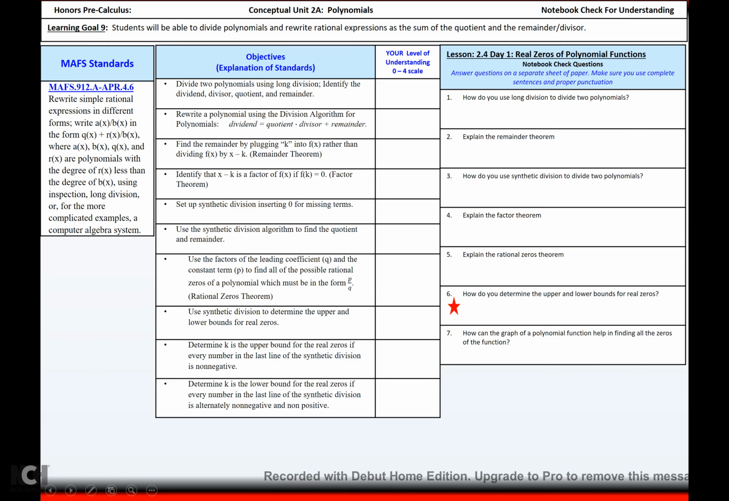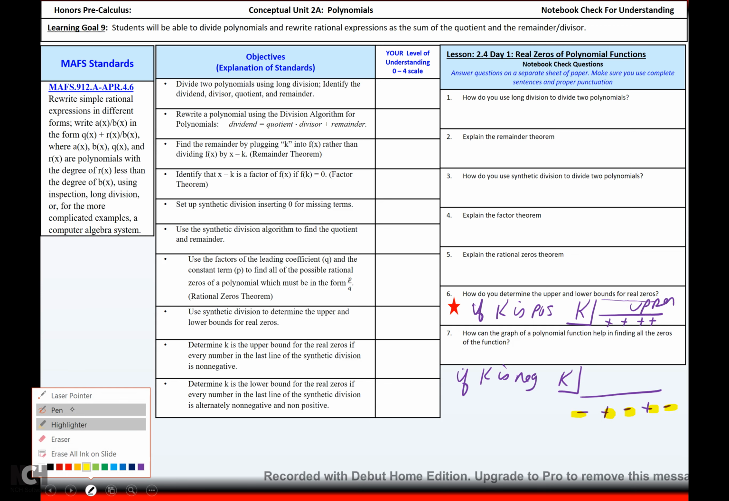Alright, so that was the only one. Alright, so how do you determine the upper and lower bounds of real zeros? Well, if k is positive, and you divide by it, and the last line is all positive, then it's an upper bound. If k is negative, and you divide by k, and your last line alternates, negative, positive, negative, positive, or positive, negative, it doesn't matter how it alternates or what it starts with, but if they alternate, then you have a lower bound. Okay?